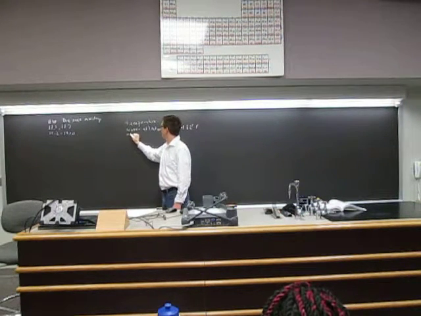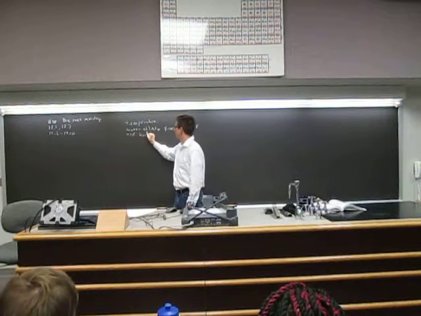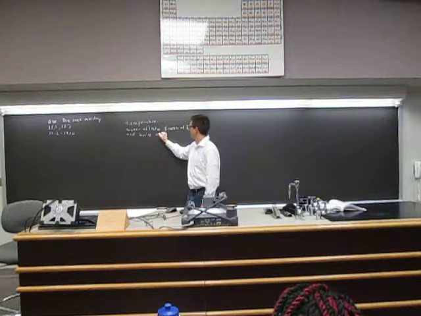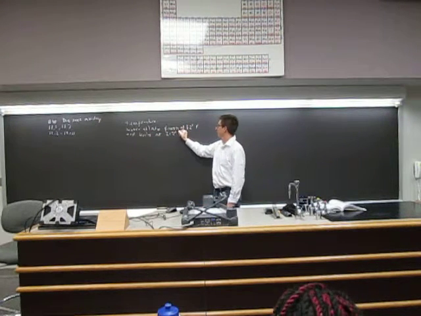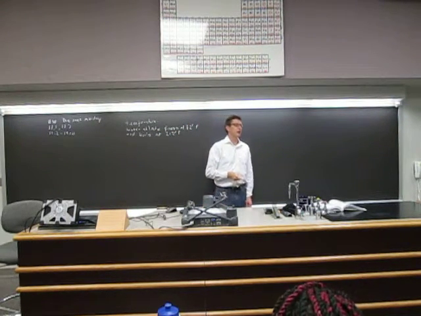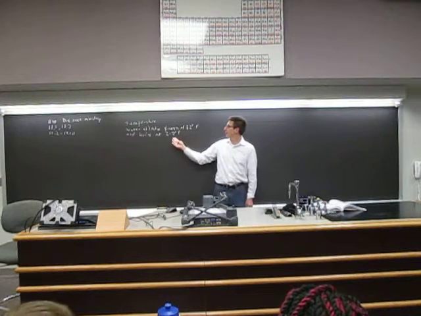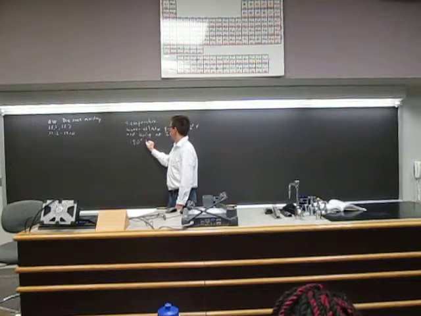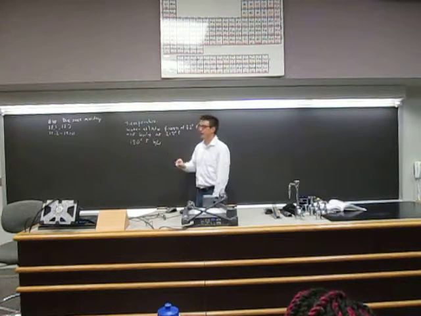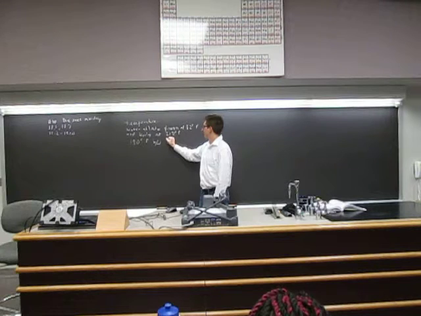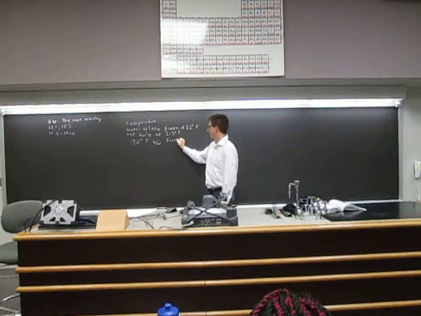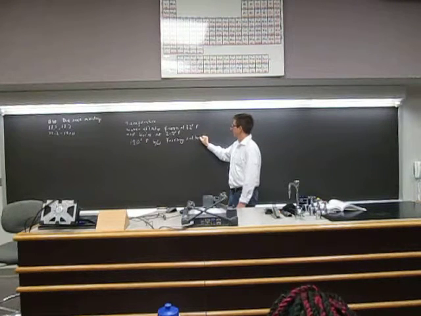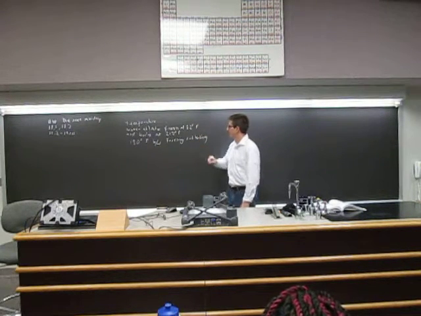And boils. What's the boiling temperature of water? 212 degrees Fahrenheit. So the temperature range in Fahrenheit degrees between boiling and freezing is 180 degrees Fahrenheit. I guess that's sort of how it's defined.